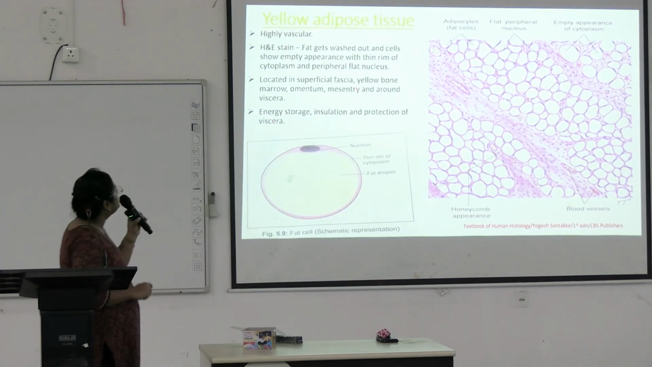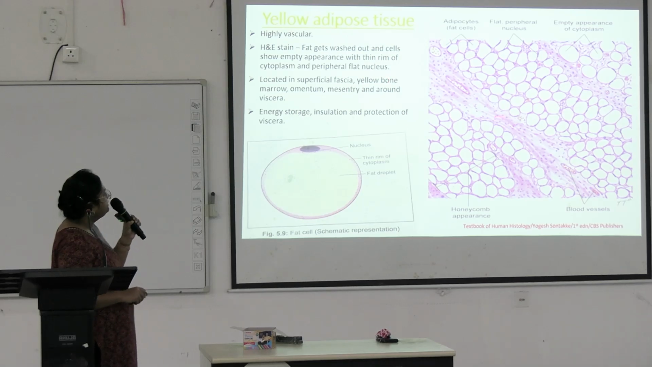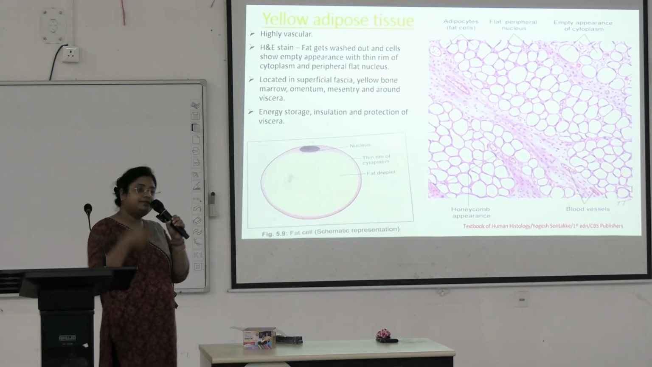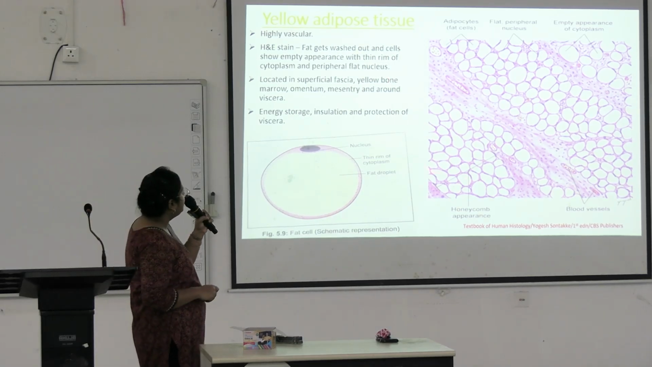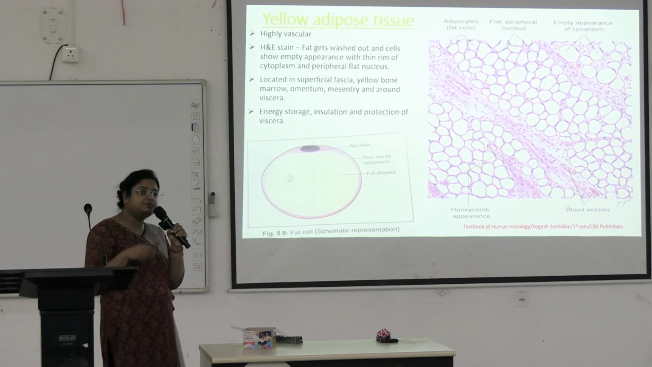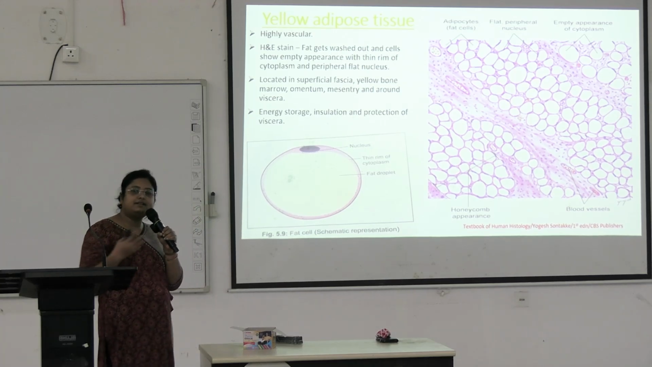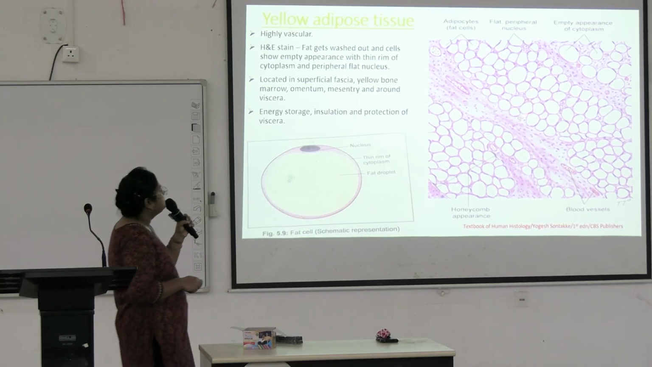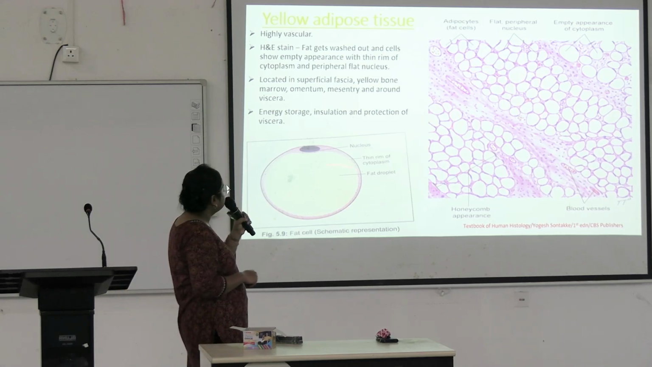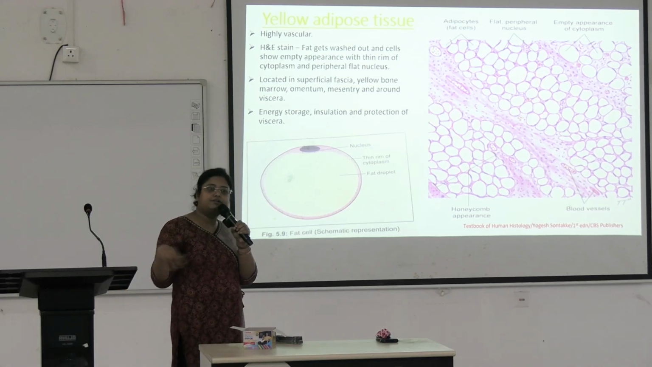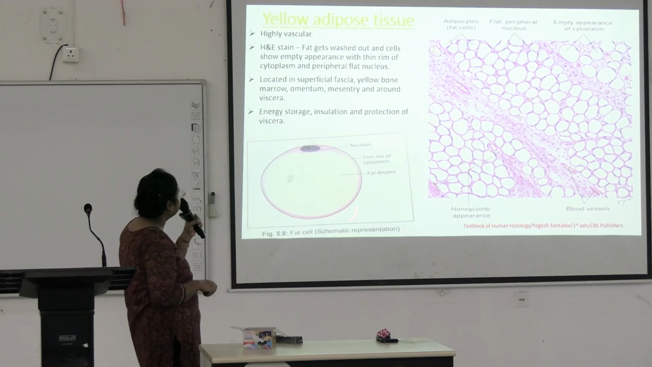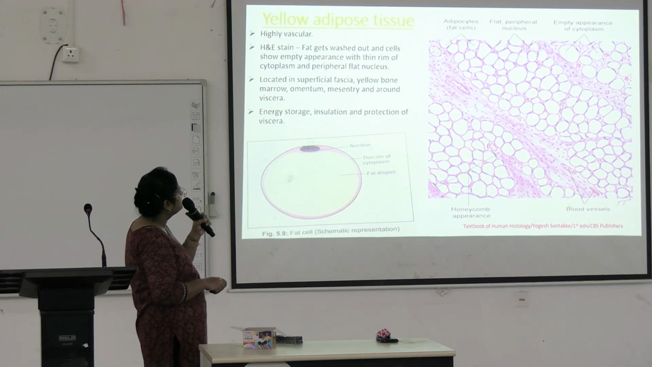Next is yellow adipose tissue. Like this, you will see slides of adipose tissue. These are the adipocytes. They are located in groups and have multiple shapes. In the middle there is a large fat droplet, a thin rim of cytoplasm and a flattened nucleus. See, this is the flattened nucleus.